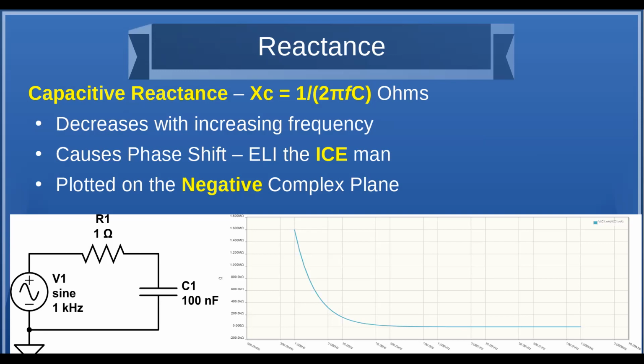And it actually causes a phase shift. So we use the little phrase Eli the Iceman to help remember that. The way this one works is E is the electromotive force or voltage, and L is an inductor, and I is the current, which means the voltage in an inductor leads the current. When we look at the capacitor, the current in the capacitor leads the voltage.